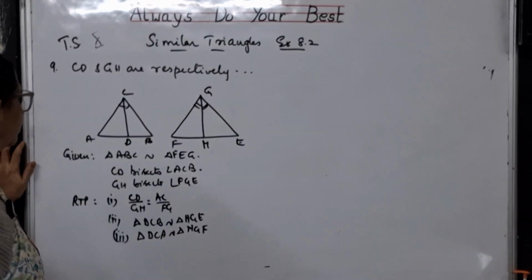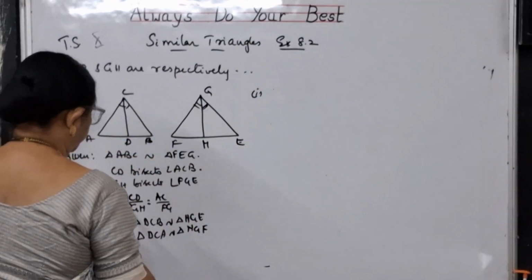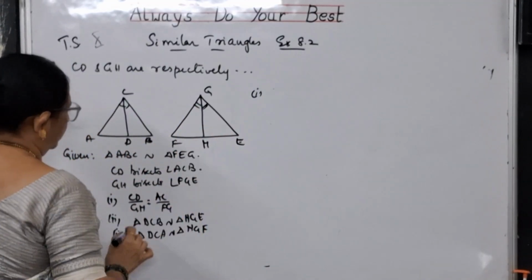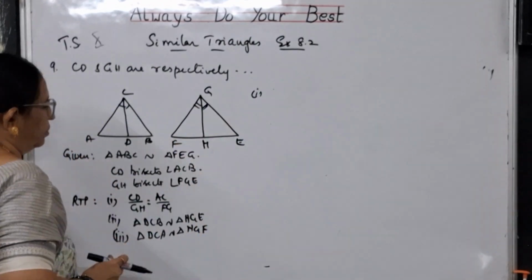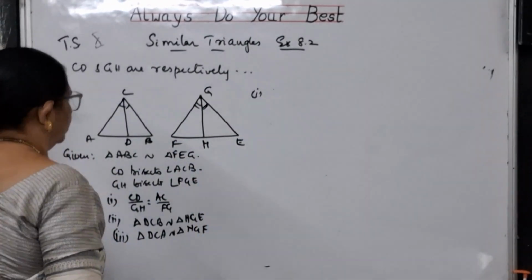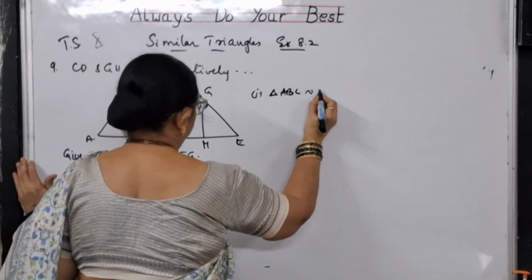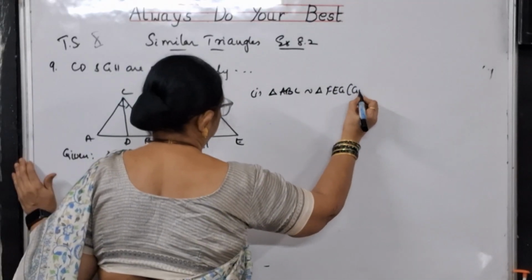So let us start the first one. We need to prove CD by GH is equal to AC by GF. This we need to prove. In order to prove this, we have got triangle ABC is similar to triangle FEG. It is given to us.